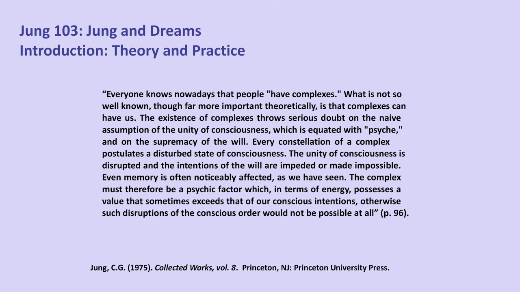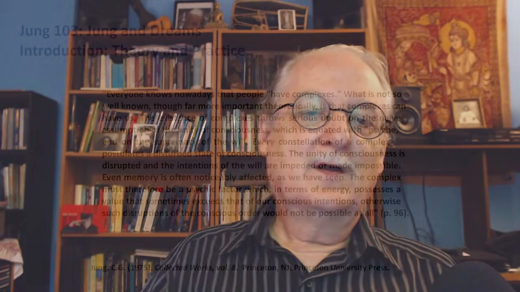What he's saying here is that the will does not always have its way, because sometimes the complex has its way. He says every constellation of a complex postulates a disturbed state of consciousness. The unity of consciousness is disrupted, and the intentions of the will are impeded or made impossible. Even memory is often noticeably affected, as we have seen. The complex must therefore be a psychic factor which, in terms of energy, possesses a value that sometimes exceeds that of our conscious intentions. Otherwise, such disruptions of the conscious order would not be possible at all. Close quote.